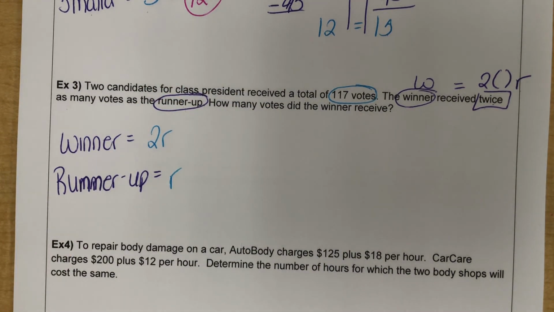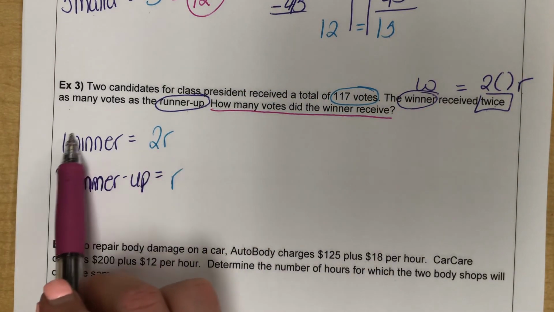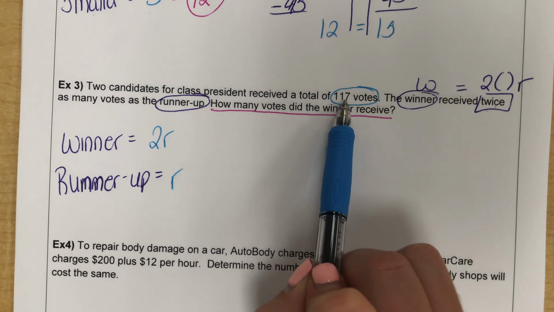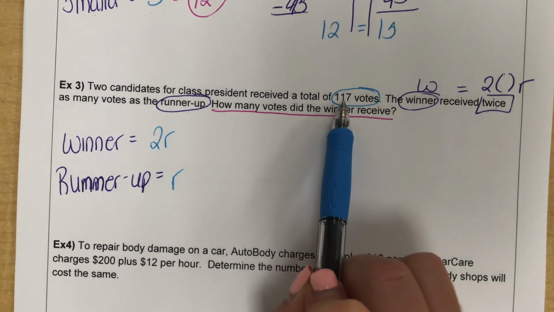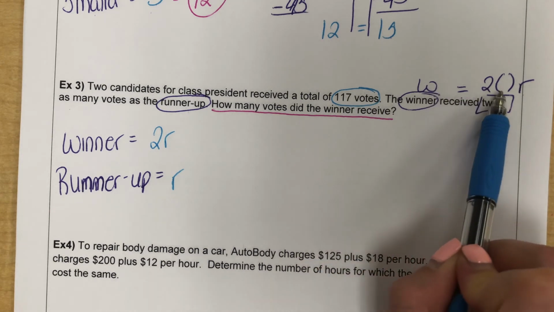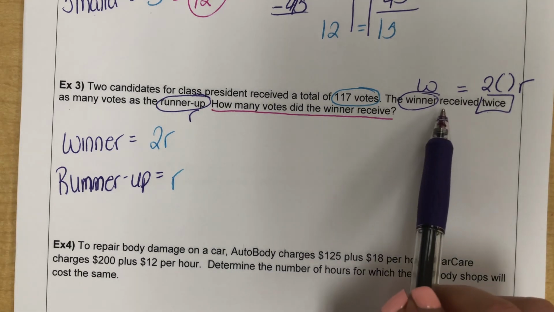All right, now I'm going to keep reading. The question says, how many votes did the winner receive? So I just need to figure out how many votes the winner received, and then I'm done. There's only one more key number that they gave us, which was 117, and I haven't used that yet. 117 represents the votes. So if the winner is 2 times R, and the runner-up is just R, well, when I add those together, I should get 117 because this is talking about votes.